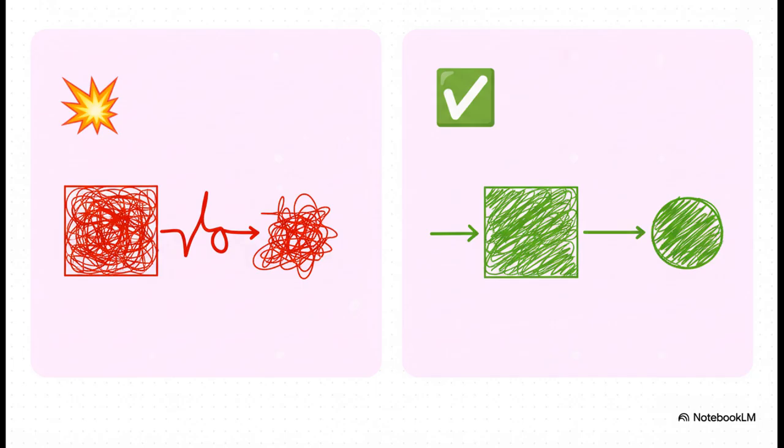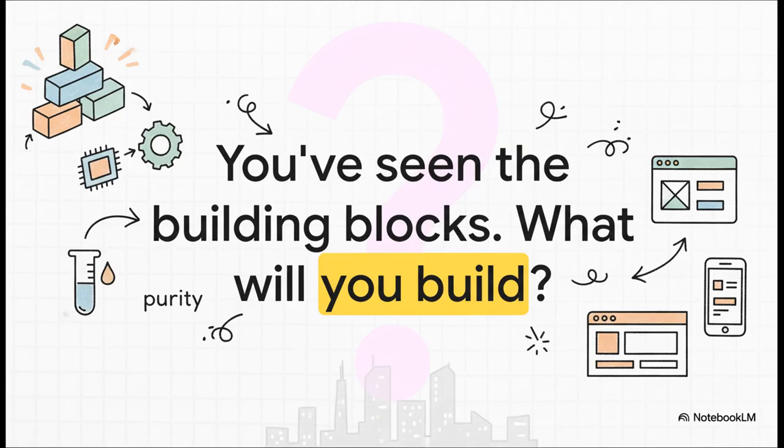And let me tell you, this is a huge deal. It means you can build and test your app one little piece at a time, and you can be confident that one component isn't going to secretly break another one. This whole principle is really the foundation for building stable, scalable apps with React. So there you have it. We've covered components, state, reducers, and purity. That's it. That's the absolute bedrock of React.